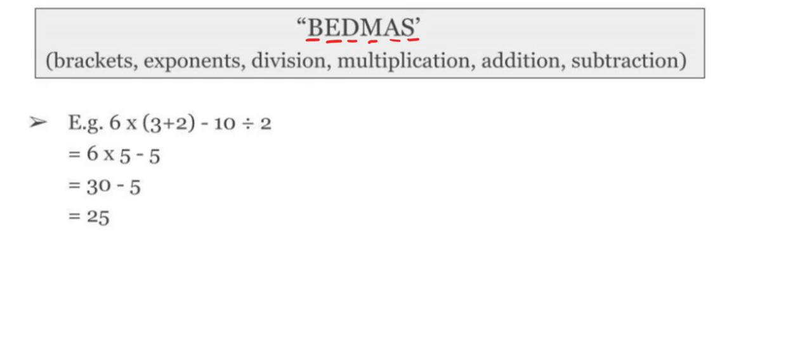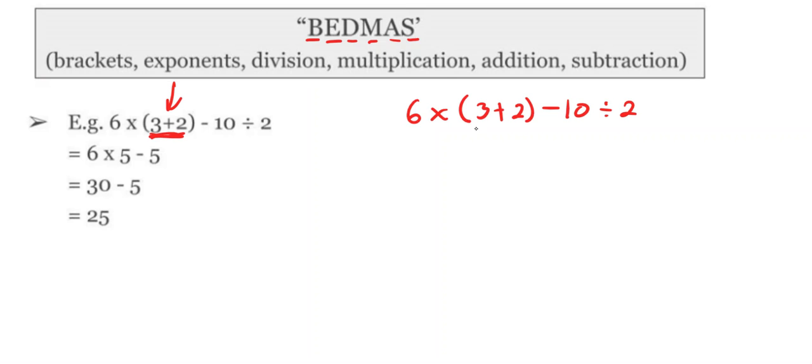All right. So what are we gonna do first? Well, what should we do first? Is there any brackets in this question? Yeah. So we're gonna do inside the brackets first, even though that's addition, right? So that's got to come first. So then we're gonna work our way down. So here I'm gonna write the whole thing out so we can see it a bit more clearly. So we got 6 times 3 plus 2 minus 10 divided by 2.